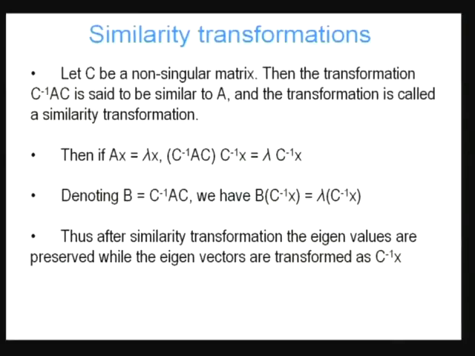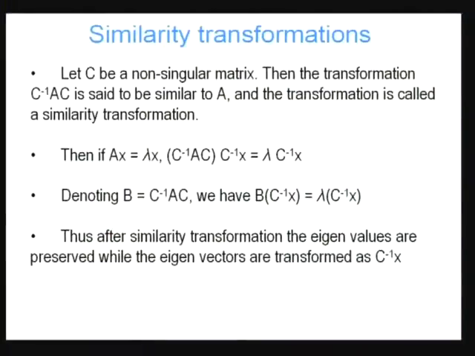Next, we want to talk about similarity transformations. Let C be a non-singular matrix, that is, C has a determinant which is non-zero. Then the transformation C inverse AC is said to be similar to A. That is, if we start with our original matrix A and transform it according to the rule C inverse AC, then the matrix we get, C inverse AC, is said to be similar to A, and the transformation is called a similarity transformation.